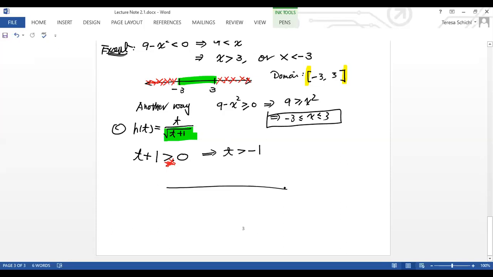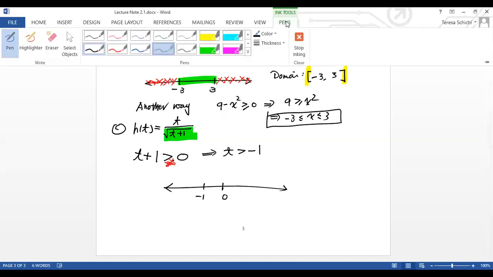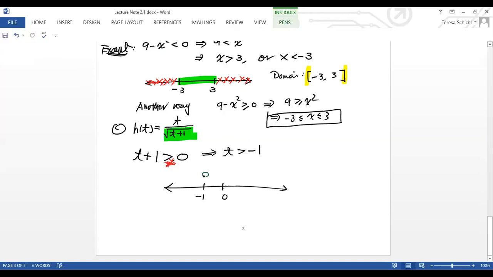And then in here, if you take a look, this is your number line. So this is 0, this is -1. It tells you t is greater than -1. So what is my solution here? It's an open circle at -1, with t greater than -1, right? So that will be my solution for the domain here. How do you write it? You can say the domain is from -1 to infinity, right?